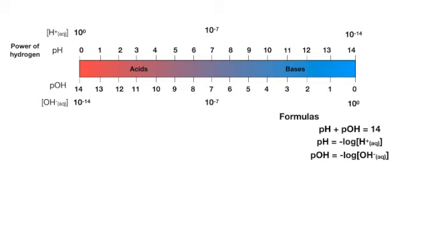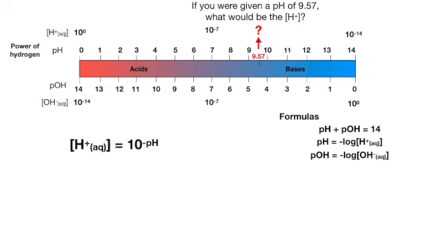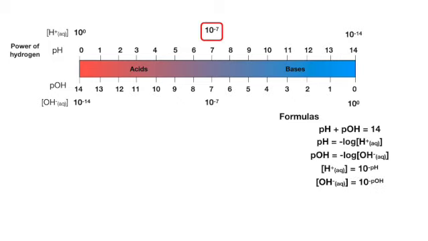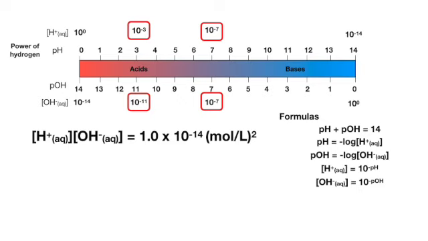Same formula on the other side of the scale for pOH is negative log concentration of hydroxide. If I was given 9.57 and asked, what's the H positive concentration? Well, H positive equals 10 to the negative pH, to the power of negative pH. So if I go 10 to the negative 9.57, I will get my 2.7 times 10 to the negative 10. And same on the OH side of the scale. And then I can also have this formula, and here's our Kw constant again. H positive times OH negative always equals 1.0 times 10 to the negative 14 moles per liter squared.